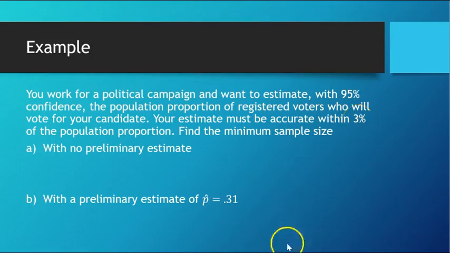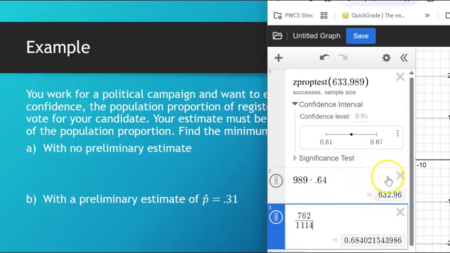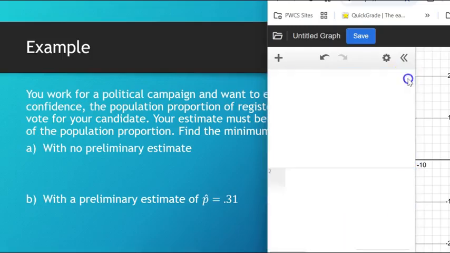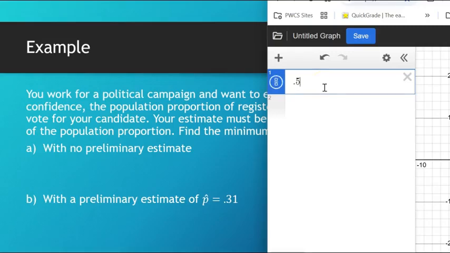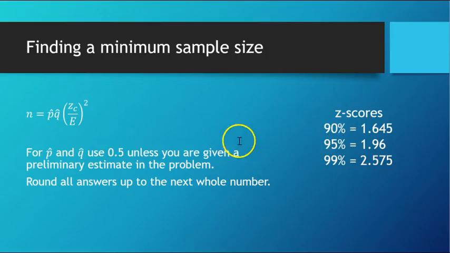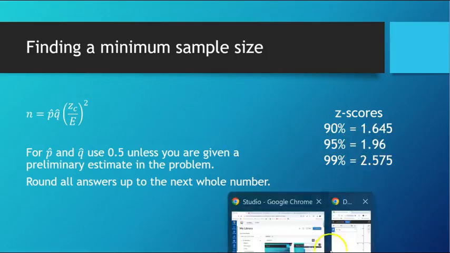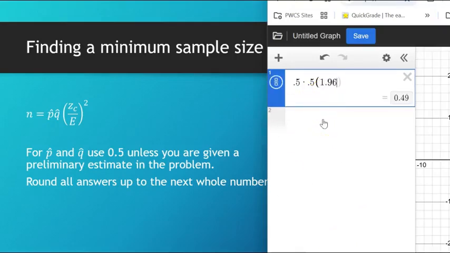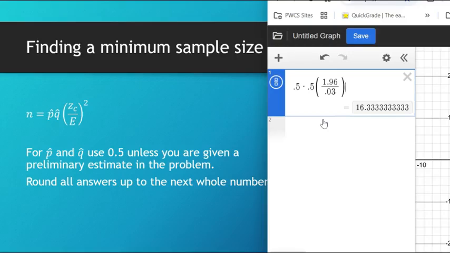So with no preliminary estimate, let me get rid of all this stuff. My minimum sample size is going to be p hat times q hat. So that's going to be 0.5 times 0.5. I'm going to use 0.5 for both of them. Now z sub c. For a 95% confidence interval, my z-score is going to be 1.96. So 1.96 over my margin of error, which is 3%, so 0.03. And then that needs to be squared.